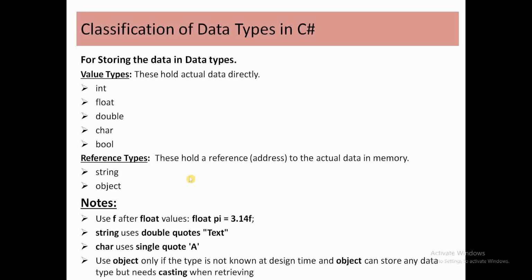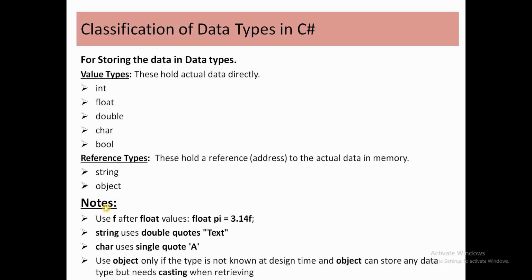And reference data types do not hold the actual value. If we want to use string or object, they do not store the actual value. They use the reference of that data, or the address of where the data is stored in the memory. It stores that reference value, not the actual value. So these are string type and object type. String type is used if we want to save some text, and object is where we can store any kind of data type. If it is an integer, a number, a character, or a boolean value, we can store all kinds of data types in this object data type.